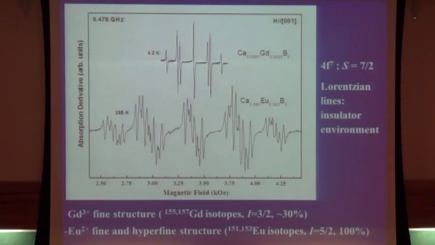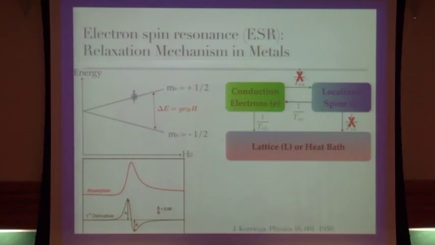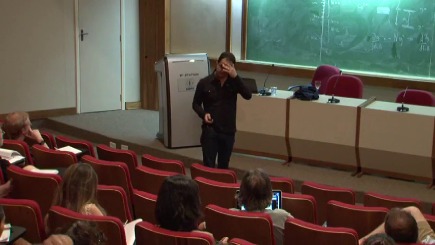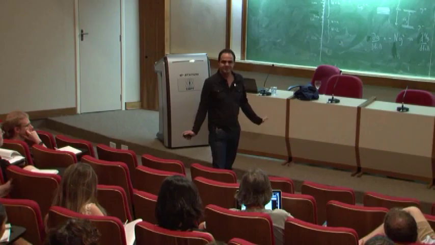Okay, so we're going to use that to try to study the pnictides, and we need to care about what kind of relaxation process we can have in this method. So we need a localized spin. Do we have a localized spin in pnictides? No, as far as I know.